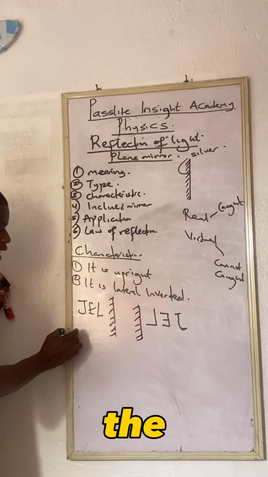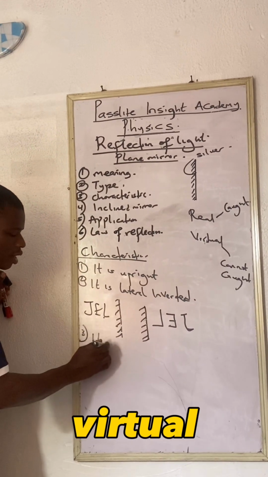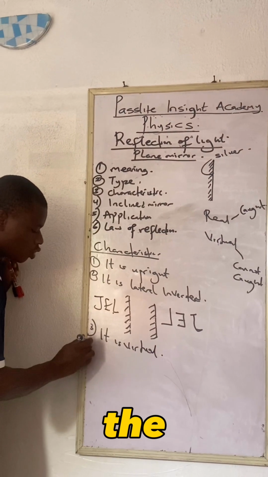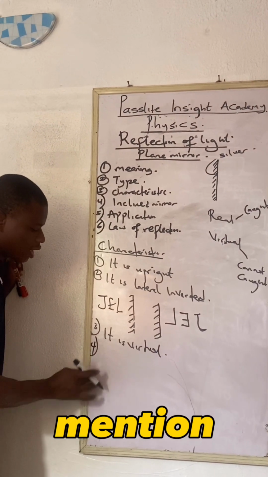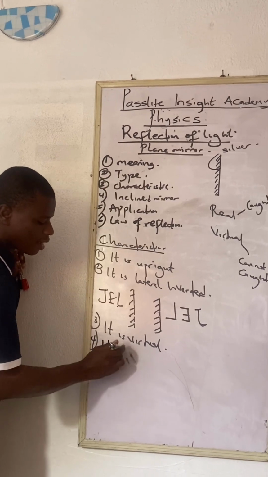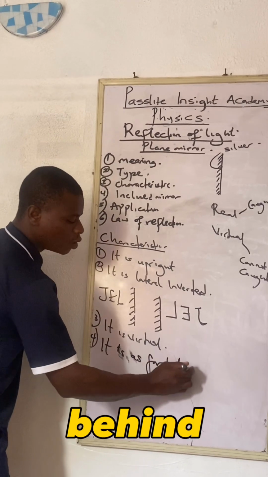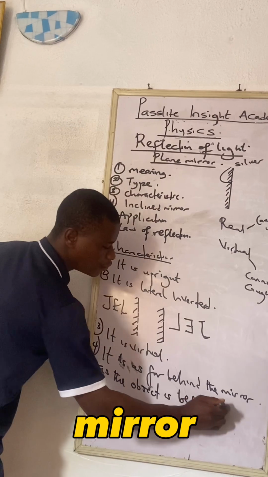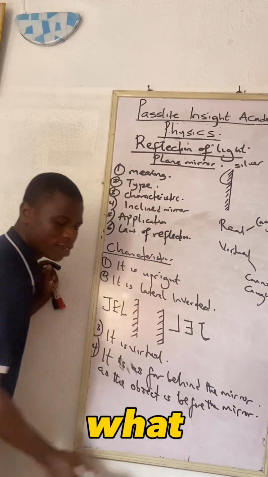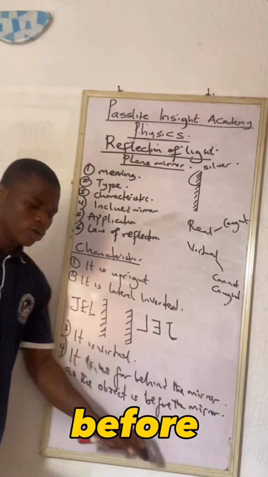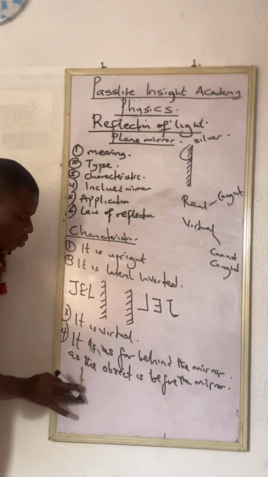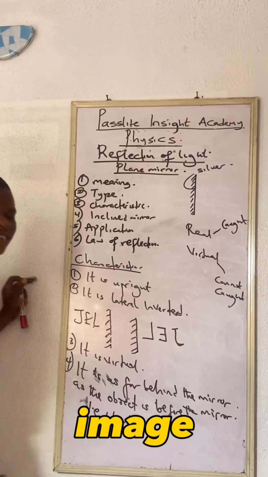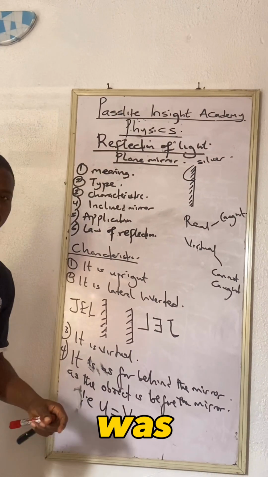So we have the third one now. We've talked about it: it is virtual, because light does not pass through. Then the fourth one we can mention now: the image is as far behind the mirror as the object is before the mirror. Since the object is always before the mirror, we can conclude that our object distance is equal to the image distance. So they used to ask this severally in questions.